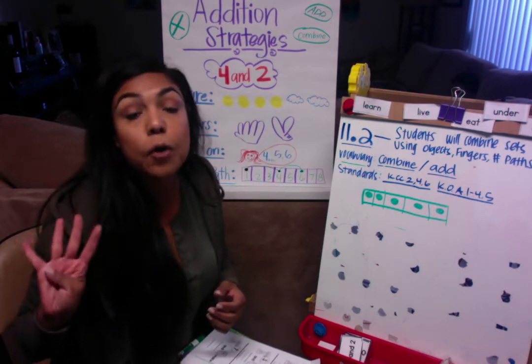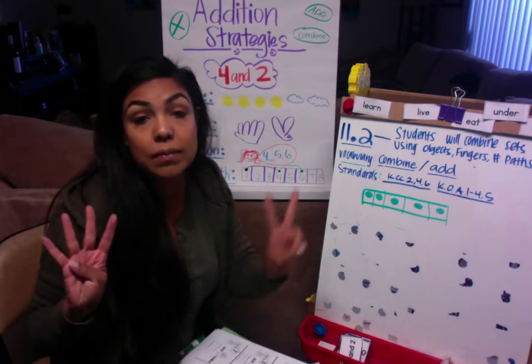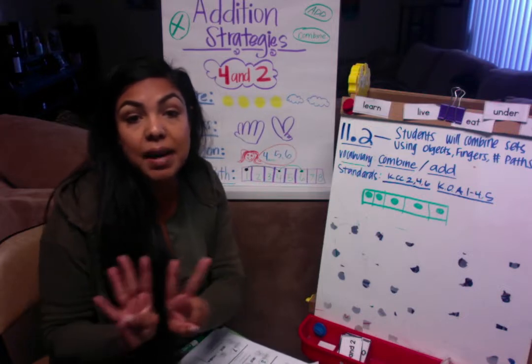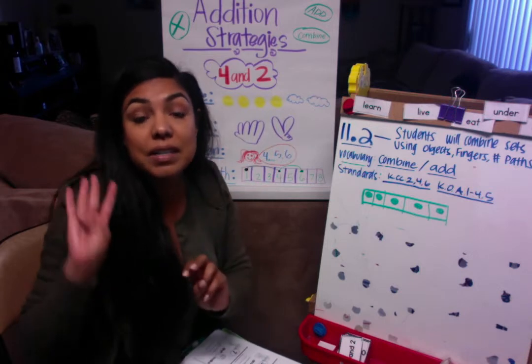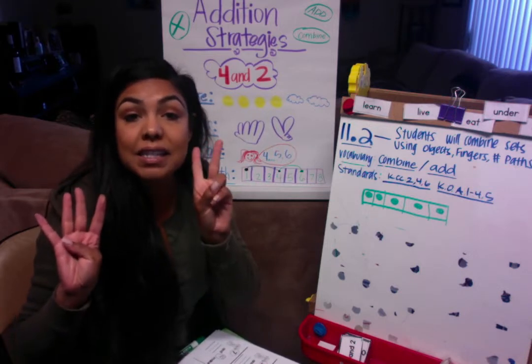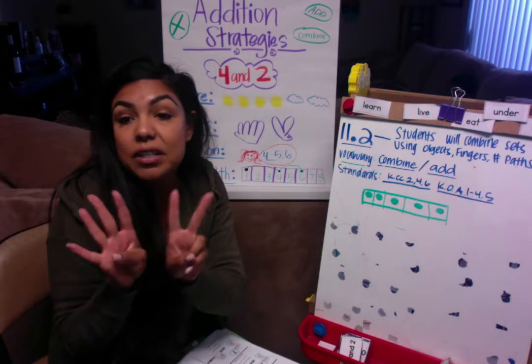So here I have 4. Right? I have 4 and Misty has 2 on this hand. I'm going to combine them. I have 4. I'm going to count on. That means I'm going to say 4, 5, 6. I have 6 and I'm going to put them together to combine.